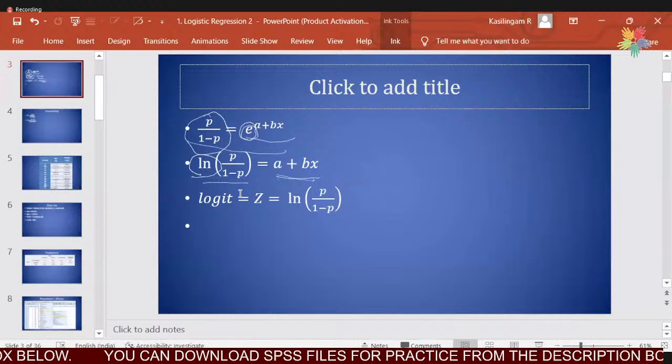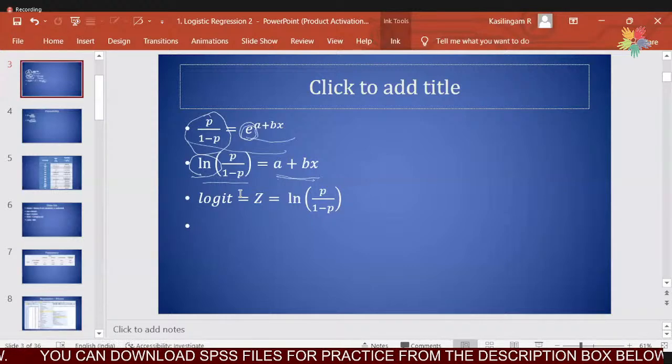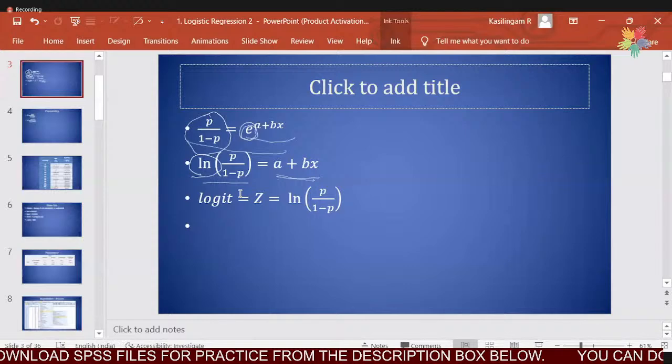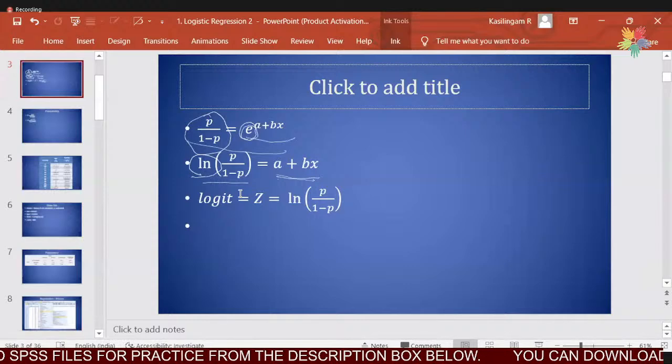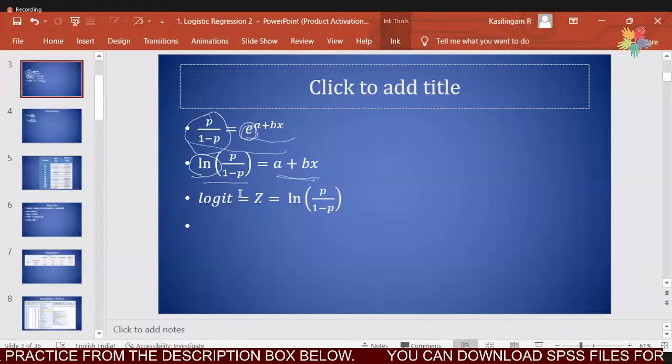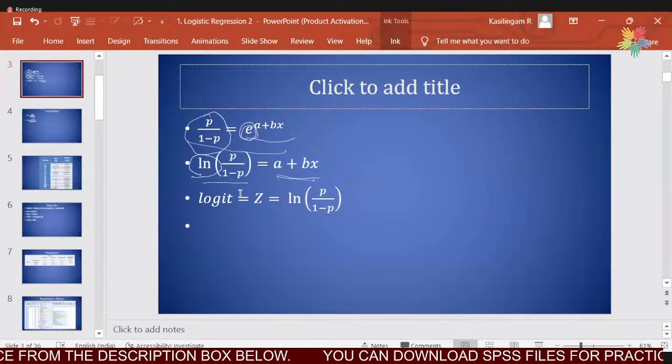The exponential is nothing but the exponential of beta, simple, that's all, sir. But it will become odds.